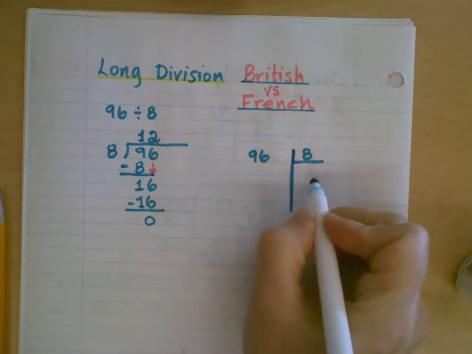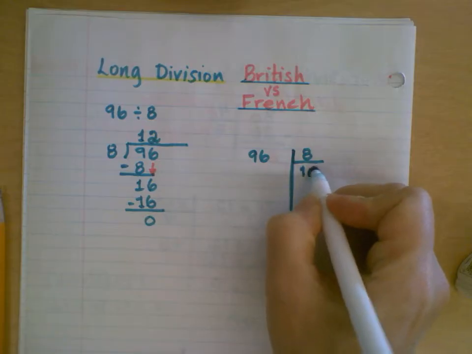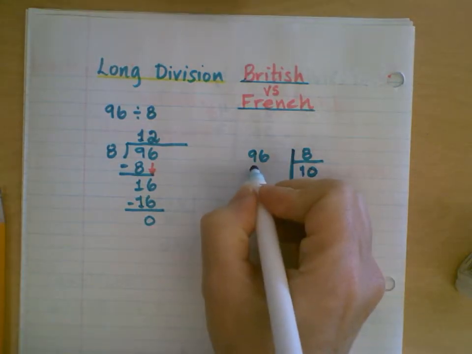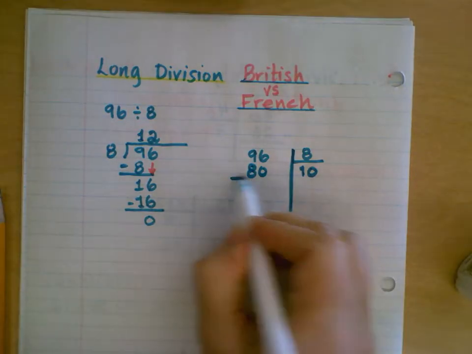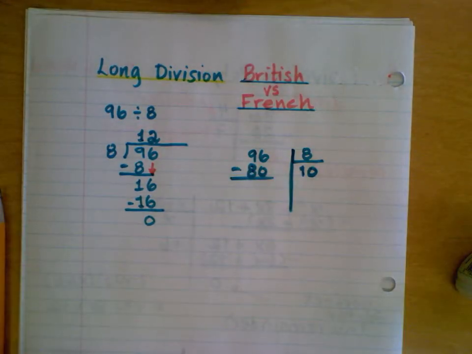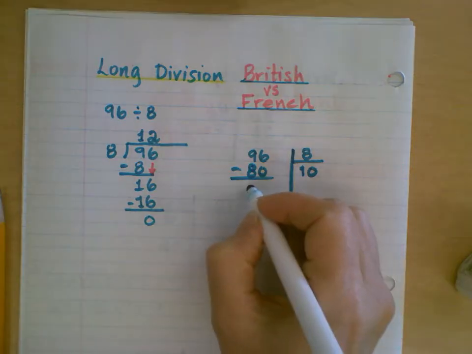I'm going to use reference in this case. I'm going to do 8 times 10. Because 8 times 10 gives me 80. That's a nice round number. It's easy to subtract. When I subtract 96 minus 80, that gives me 16.